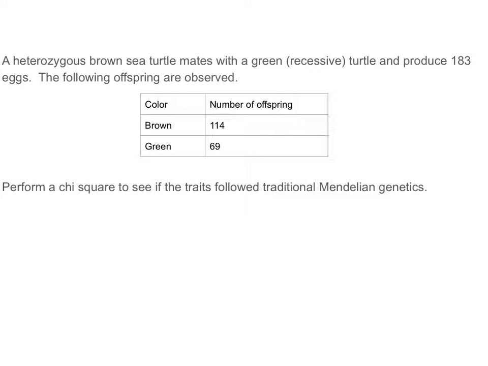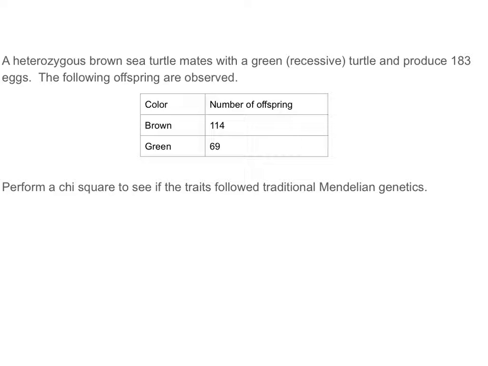So we have the same information. A heterozygous brown sea turtle mates with a green recessive turtle and produced 183 eggs. The following offspring are observed. And you can see on this table that they give you the offspring itself. Perform a chi-square to see if the traits follow traditional Mendelian genetics.